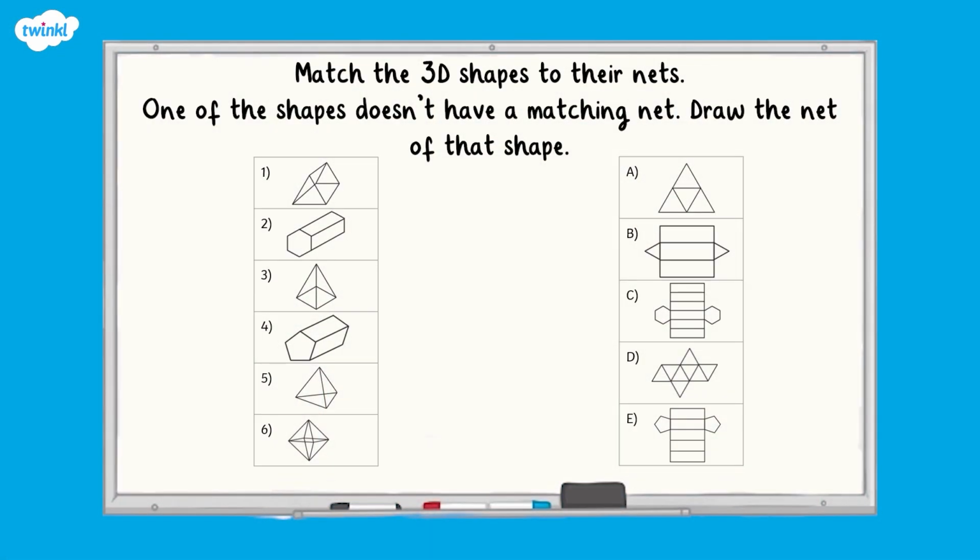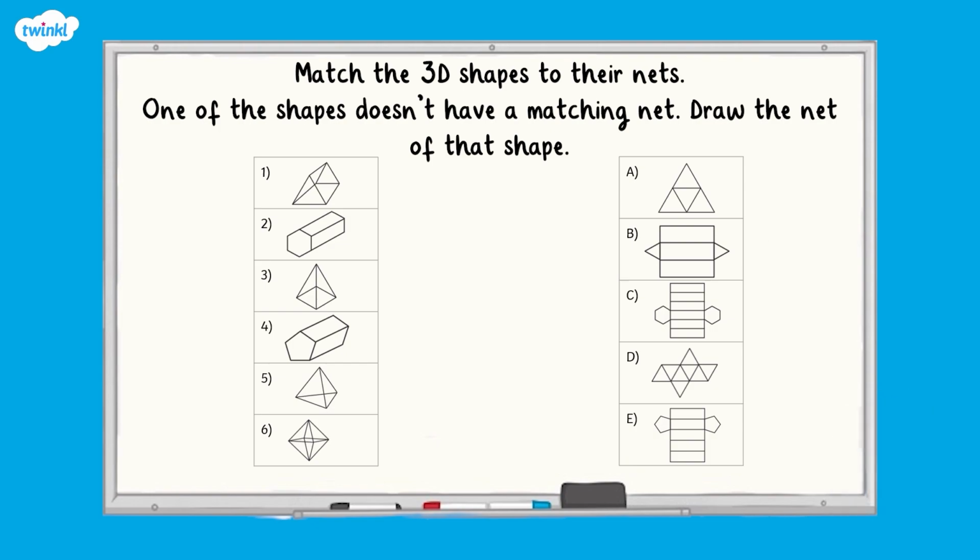Now it's your turn. For this question, you need to match the 3D shapes to their nets. One of the shapes doesn't have a matching net. Draw the net of that shape. Pause now while you answer the question. How did you get on?